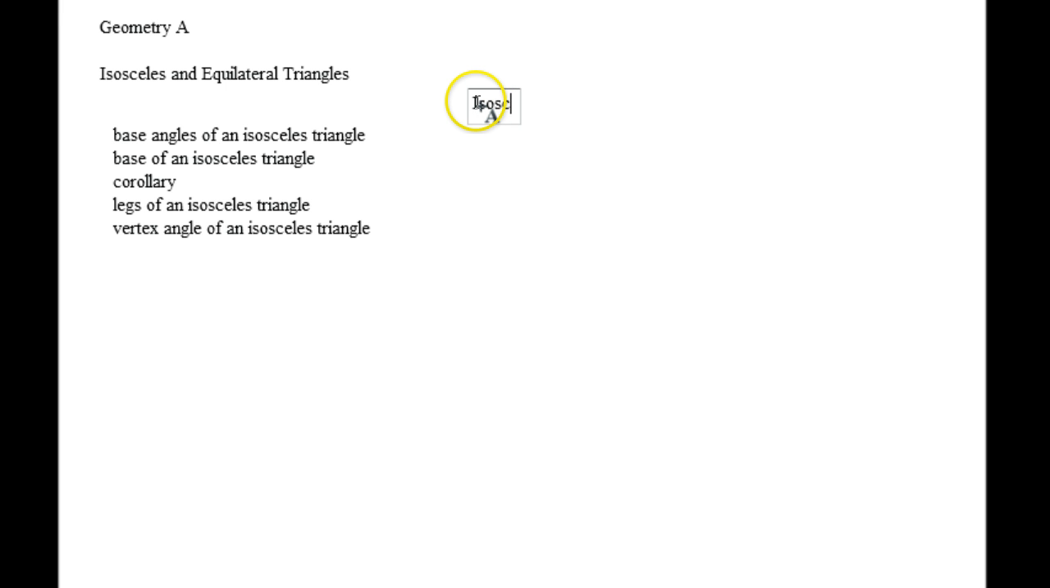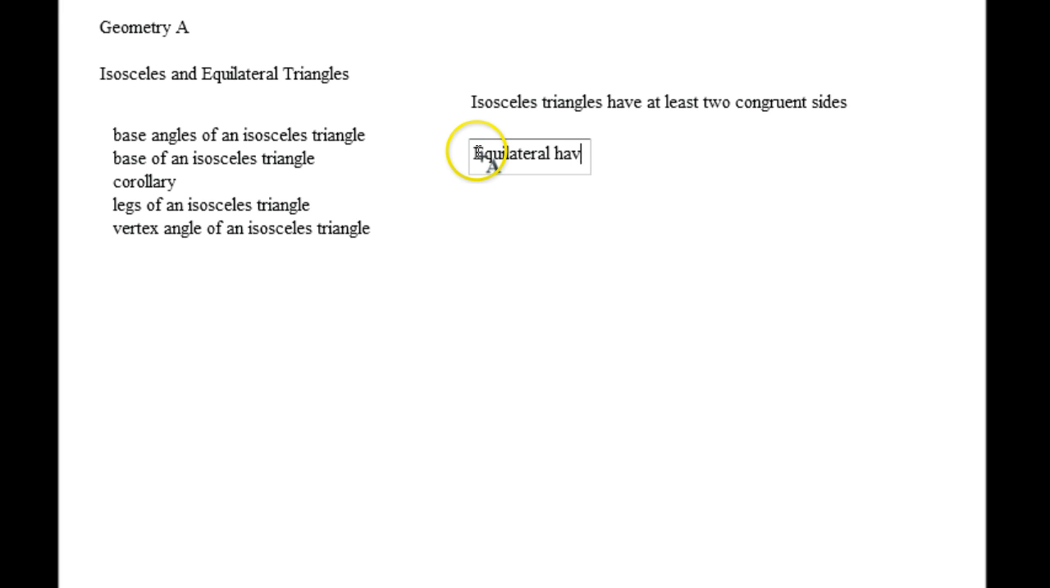So isosceles have at least two congruent sides. Okay. An equilateral has all three. Equilateral have three congruent sides.